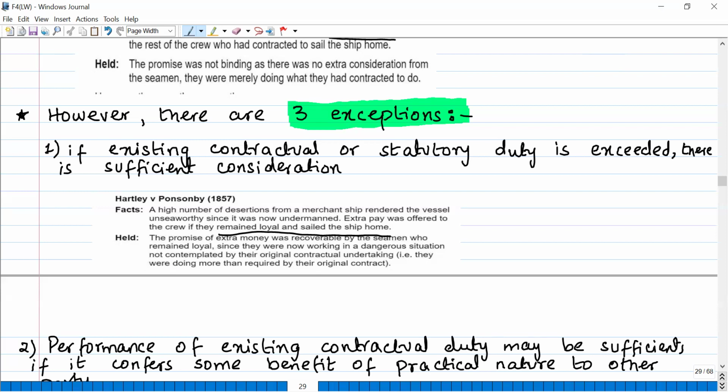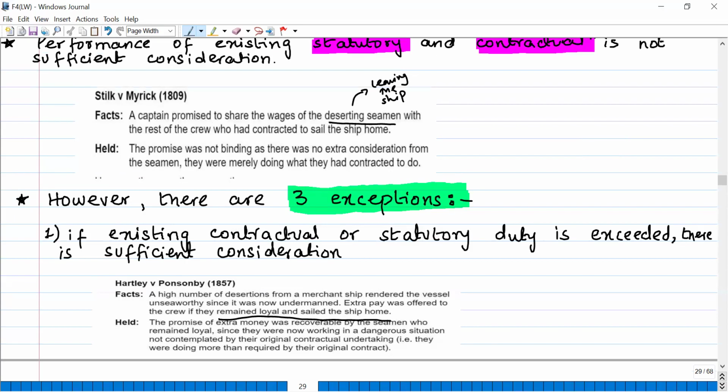But in this case, the judge said, because a high number of the staff members had left the ship, for example, if there are 100 staff people and 50 have left, the other 50 were doing the job of 100. So they were exceeding their existing duty, and exceeding the existing duty is considered as sufficient consideration. And if it is a sufficient consideration, then there's a valid promise, and you should pay them extra money. It is recoverable, right? Because they are exceeding their contractual duty. So in that case the contract will be formed, and the captain is bound to pay the extra reward.